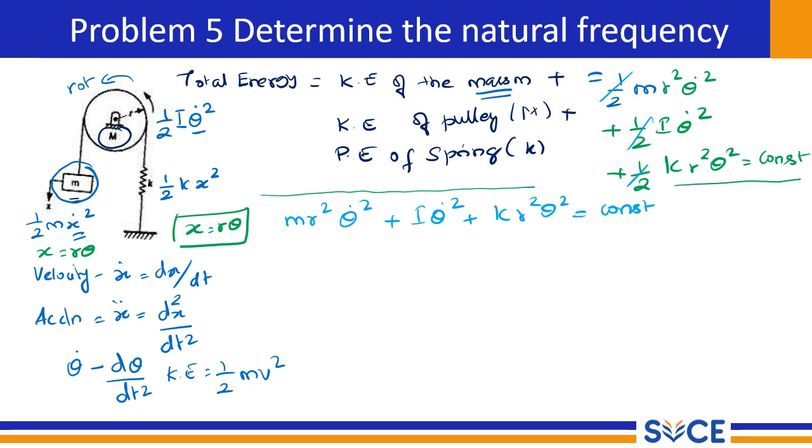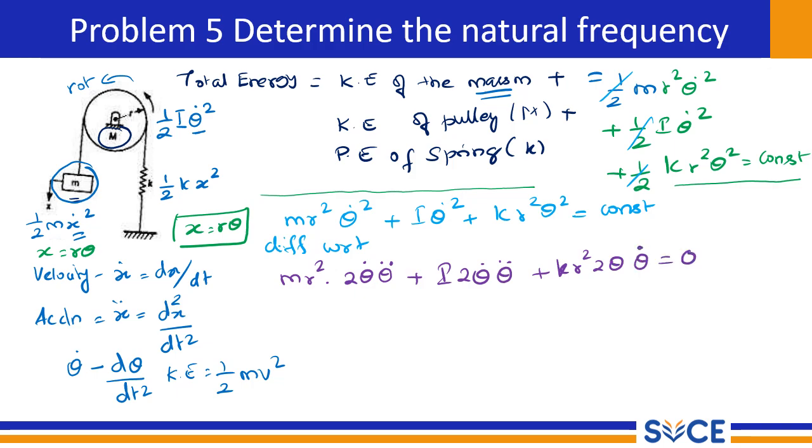Okay, let me differentiate with respect to time. If I differentiate with respect to time, m r square 2 theta dot. If the velocity is differentiated, you will get acceleration, theta double dot, plus I 2 theta dot, once again theta double dot, plus k r square 2 theta. Theta differentiated is theta dot. A constant differentiated is 0. So now we can cancel this 2 everywhere.